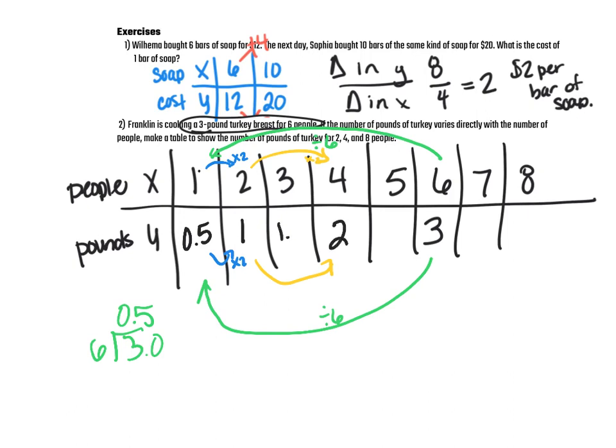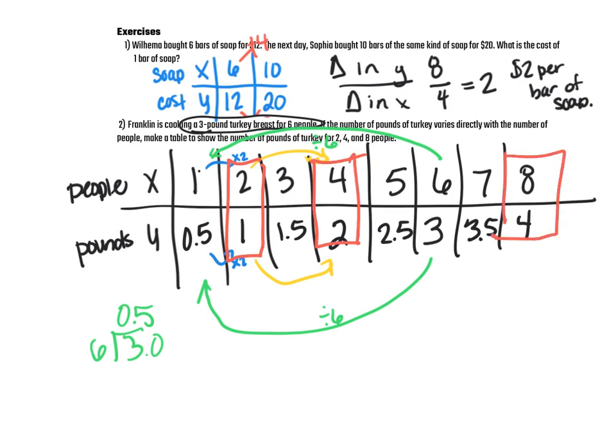So in the middle, 1.5 here. 2.5 pounds of turkey. This would be 3.5 pounds of turkey, and this would be 4 pounds of turkey. So the answers they're looking for is how much it is for 2 people, 4 people, and 8 people. And there's our answers that we were looking for. Is it a constant rate of change? Yes, it's going up by that constant rate every time.